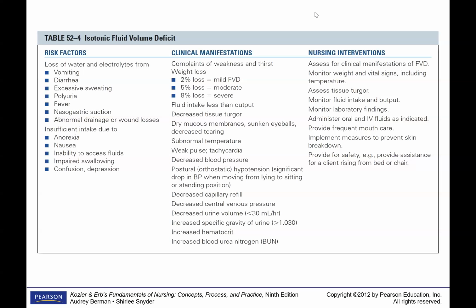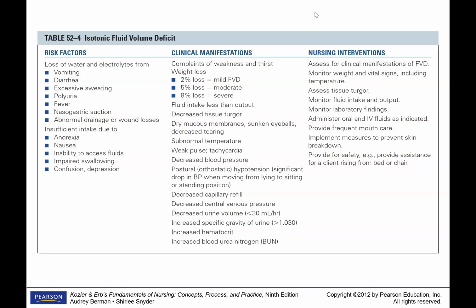Another thing to note about isotonic fluid volume deficits is this can also happen if someone is hemorrhaging. This can happen if someone has severe ascites. So ascites is a type of third spacing in which the fluid shifts from the vascular space into an area where it's not readily accessible as extracellular fluid. So ascites is when somebody has, usually, liver failure.